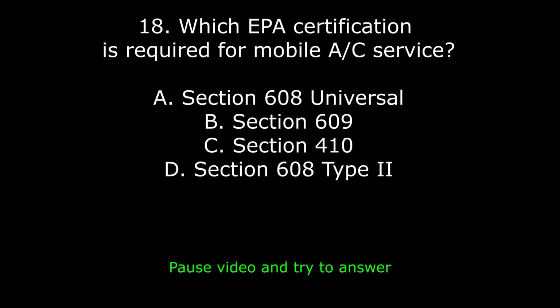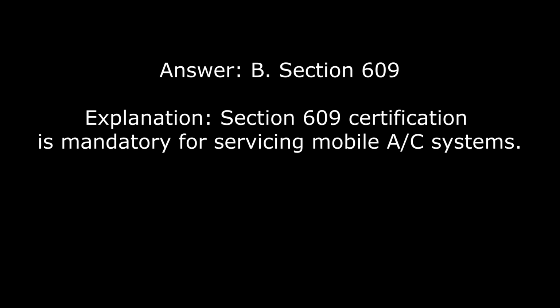18. Which EPA certification is required for mobile AC service? A. Section 608 Universal. B. Section 609. C. Section 410. D. Section 608 Type 2. Answer: B. Section 609. Explanation: Section 609 certification is mandatory for servicing mobile AC systems.